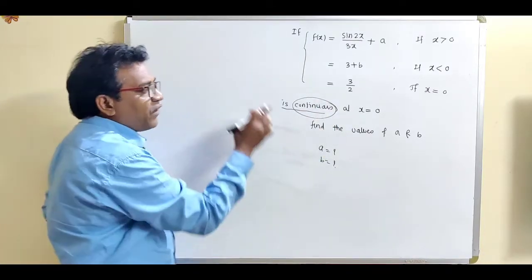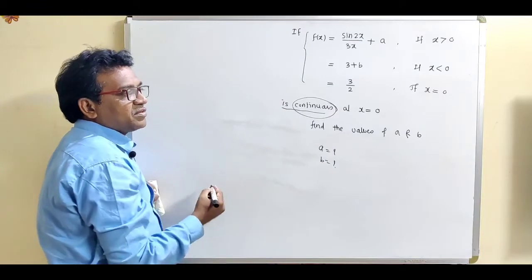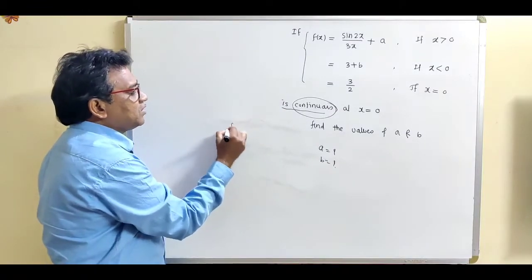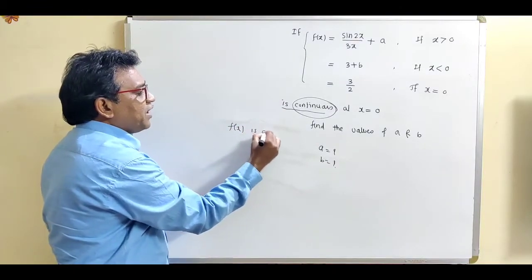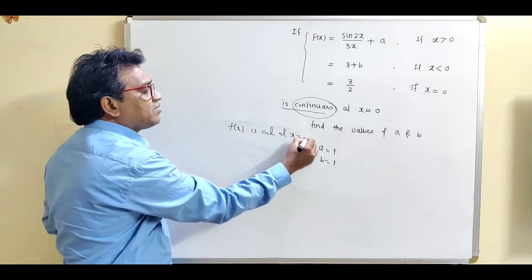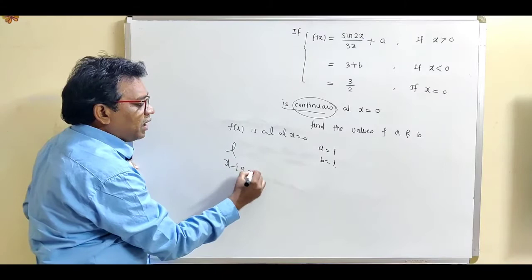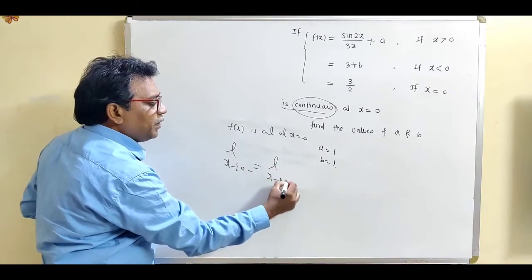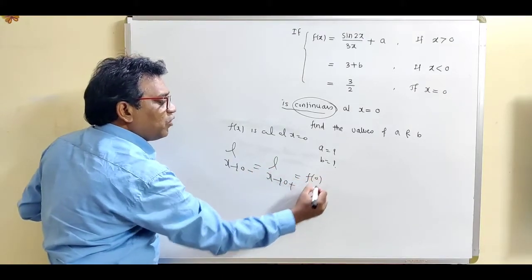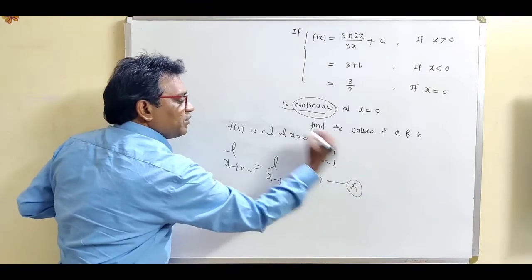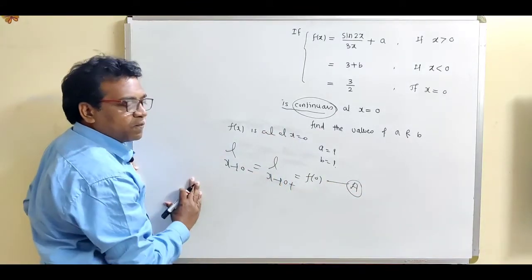We are given that function f(x) is continuous. So what is the given condition? Because f(x) is continuous at x equal to 0, continuous means limit from left is the same as limit from right, which is equal to the value of the function. So this is our known equation, suppose equation number A.